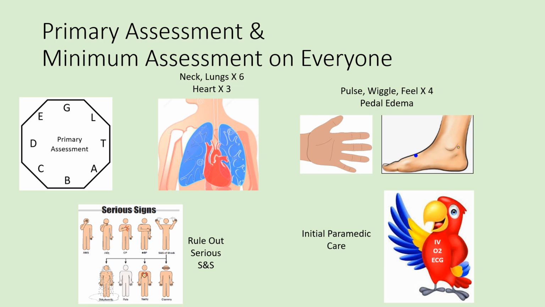Remember that good primary assessment, that GLT. It's easy as A, B, C. Then you look at these, expose these for an exam, and set your priority for transport. And then a good minimum patient assessment. Get that temperature, texture, color, the skin, the pupils, the neck for JVD, 6 lung sounds, 3 heart tones, pulse wiggling 4 times 4 extremities, and pedal edema. Rule out any serious signs and symptoms, and do that IV, O2 as needed, and monitor basic paramedic care.